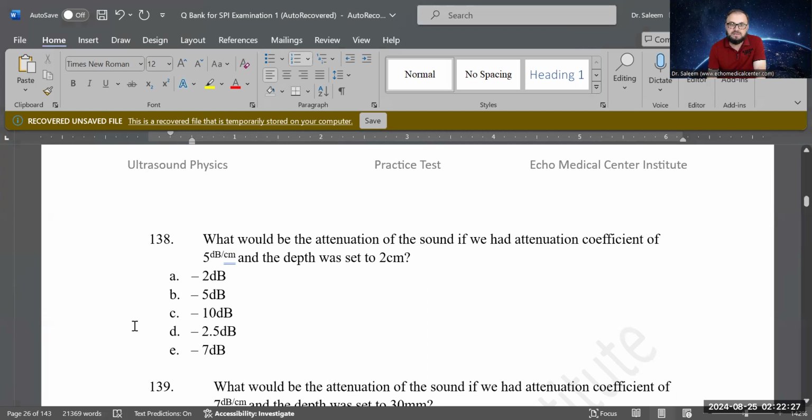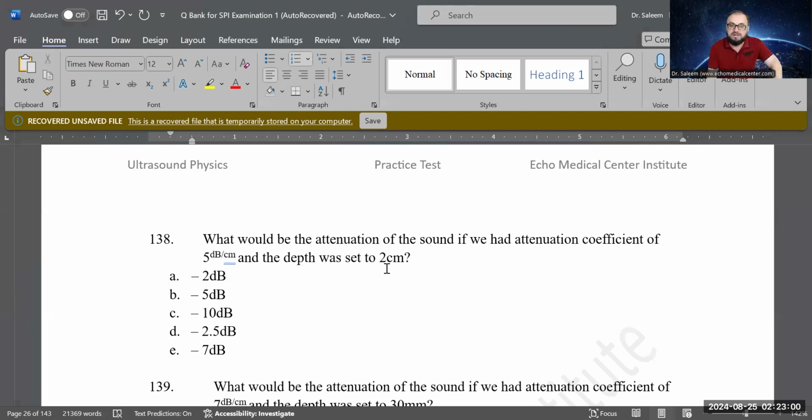Exactly, you're right. It is minus 10 decibel. Now the question is where the minus 10 decibel came from. Remember, it's not asking for the attenuation coefficient; that's already given to you. It's asking for the total attenuation. So how much sound did you lose in a 2 centimeter depth? We have a formula: total attenuation is equal to the attenuation coefficient multiplied by the depth or path length.